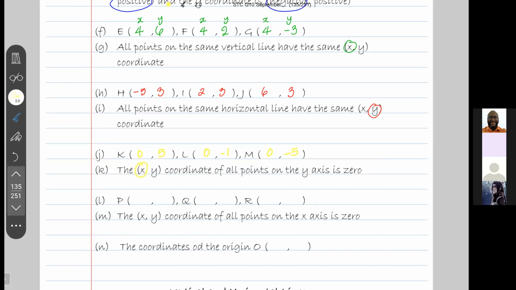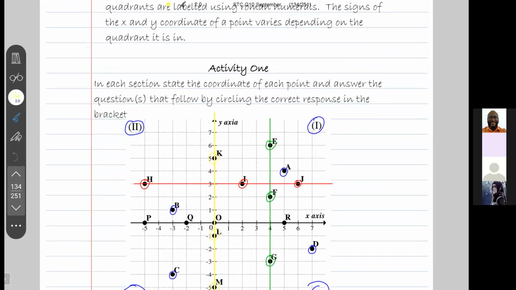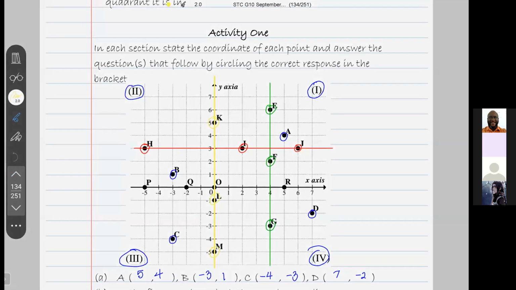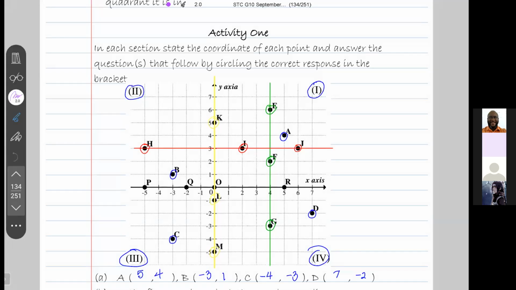Next, we're aiming for P, Q, and R. Let's change the color ink to, let's go purple. All right, so P, Q, and R. And we can all identify that P, Q, and R are points on the x-axis. Guys, record the coordinates of P, Q, and R.